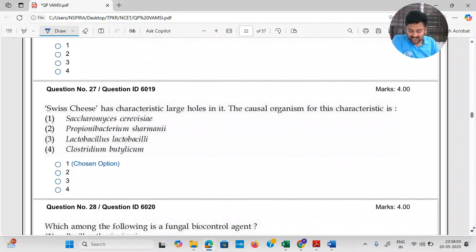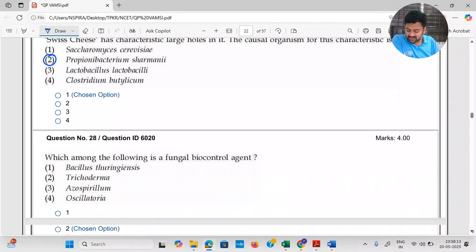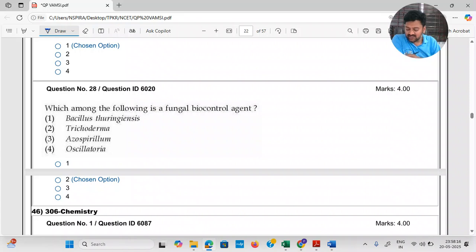Swiss cheese has characteristic large holes in it. The causal organism for this character is Propionibacterium sharmanii. This is also a direct question. The final question: which among the following is a fungal biocontrol agent? This is also a direct question. Trichoderma. Trichoderma acts as a biocontrol agent.